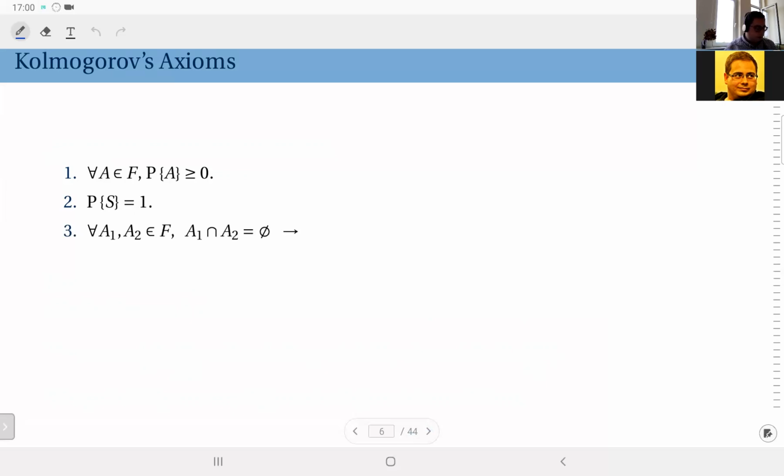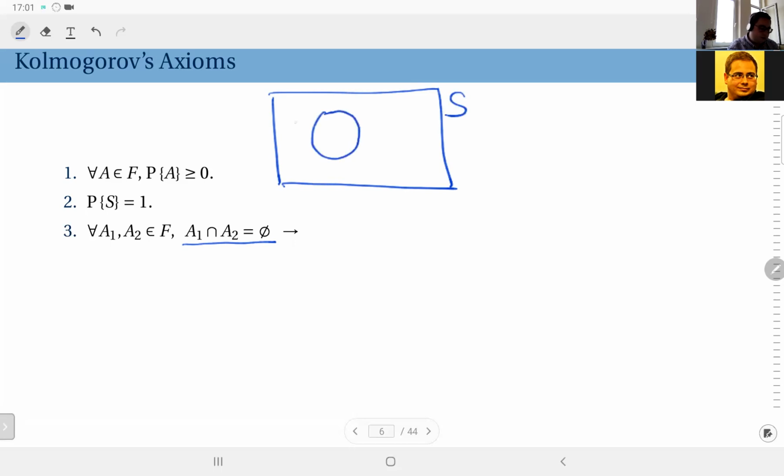Let's say we have two events, A1 and A2, in the event space F, and these are disjoint. Disjoint means their intersection is empty. They have no common outcomes. In this case, we consider the probability we assign to the union of these two disjoint events. Let's say we have this sample space S, and we have two events. This is A1, and this is A2. These are disjoint. As you see, they do not overlap.